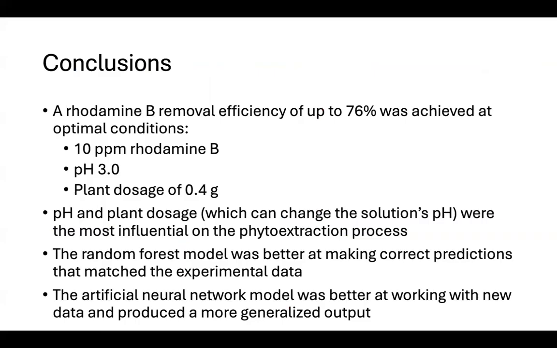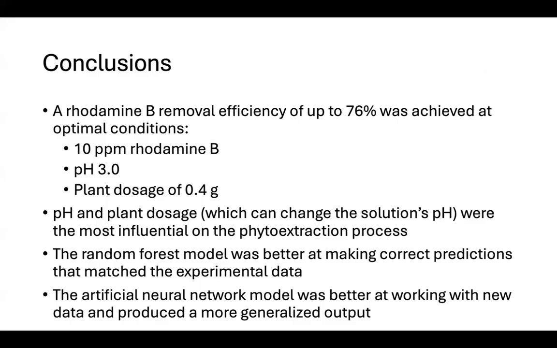To conclude, a rhodamine B removal efficiency of up to 76% was achieved at the optimal conditions, which were 10 parts per million of rhodamine B within the phytoremediation solution, a pH of 3.0, and a plant dosage of 0.4 grams. The pH and plant dosage, which changes the solution's pH, were the most influential on the phytoextraction process.